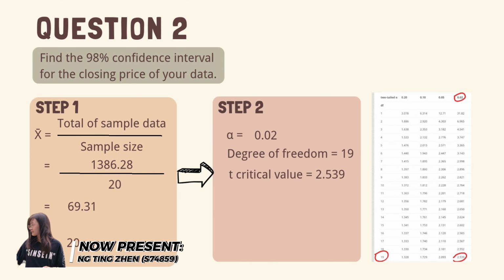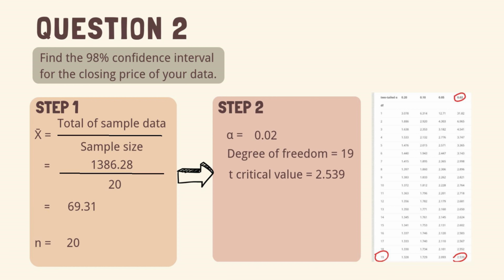Now is question 2. We need to find the 98% confidence interval for the closing price data and make a conclusion. By the way, a confidence interval is a range of values that is likely to contain a population mean with a certain level of confidence. From the data, the sample size is 20. First, we need to find the sample mean by the formula, which is the total of sample data divided by sample size. For our data, that is 1386.28 over 20, equal to 69.31.